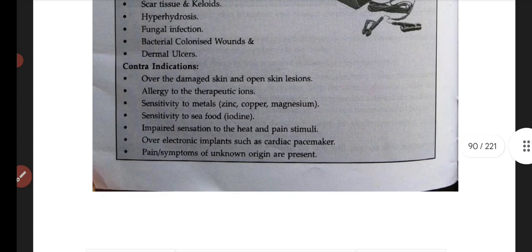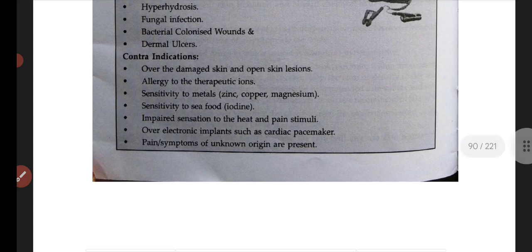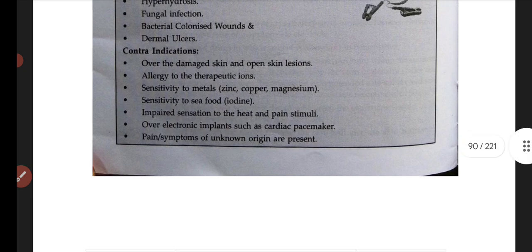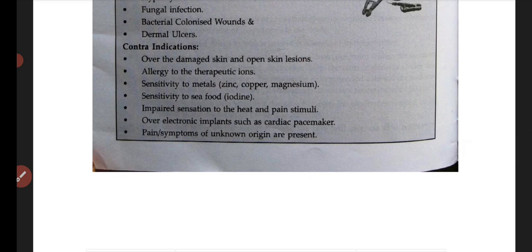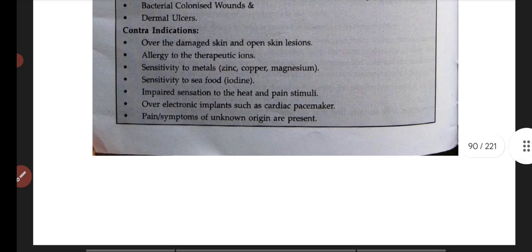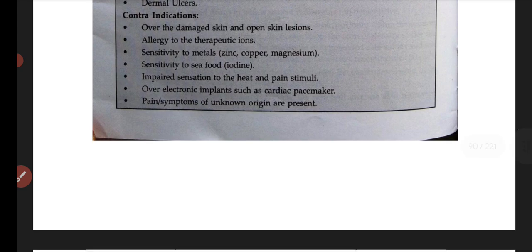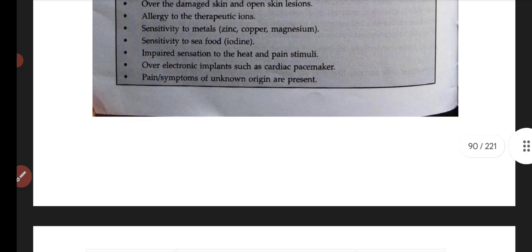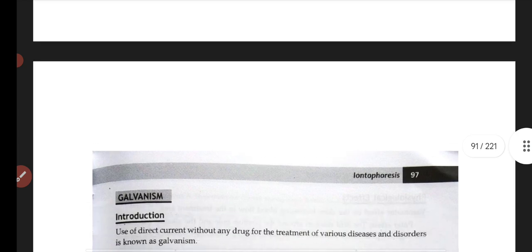Contraindications are over damaged skin and open skin lesion, allergy to the therapeutic ions, sensitivity to metals like zinc, copper, or magnesium, sensitivity to seafood like iodine, impaired sensation to heat and pain stimuli, over electronic implants such as cardiac pacemaker, and pain or symptoms of unknown origin at present.